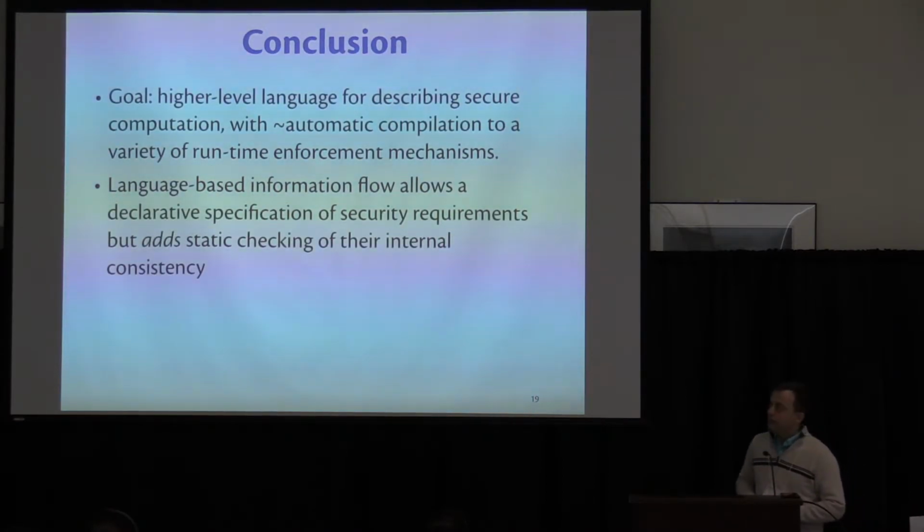Okay, so in conclusion, I think this is an interesting direction. I think we definitely need to have higher level languages for expressing these kinds of computations, and I think a lot of the folks in this room are thinking about that kind of problem, and I look forward to having more conversations with all of you about it. Okay, thanks.